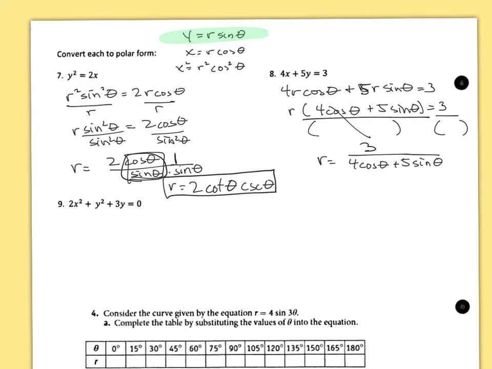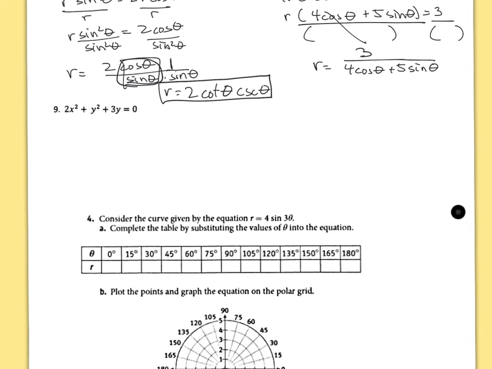We solve for r, so we're done. Super tricky one here: 2x squared. Well, there's no 2 in our formulas, right? There's a y, there's an x, we can square them, but how do you get the 2? The trick is to think of 2x squared as x squared plus x squared.